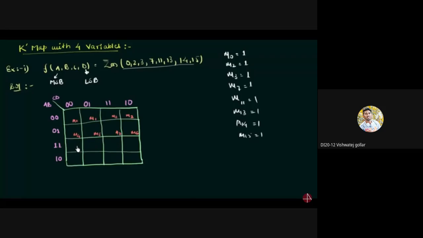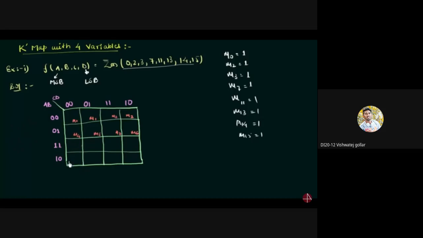Now don't make the common mistake of writing M8 here, because this particular cell is 1, 1, 0, 0. So this is 8 plus 4, which is 12. So this is for 12, not for 8.